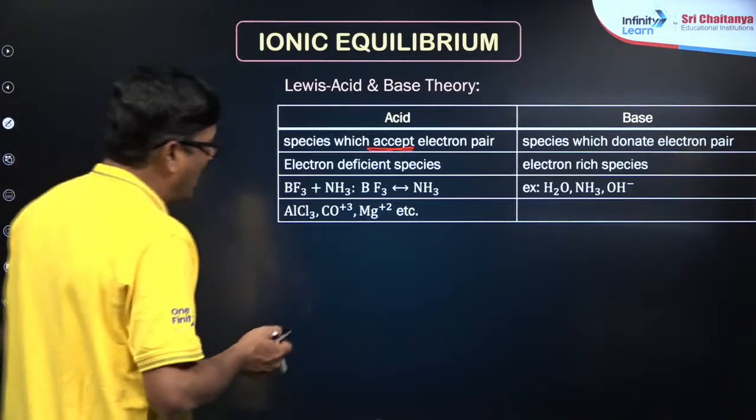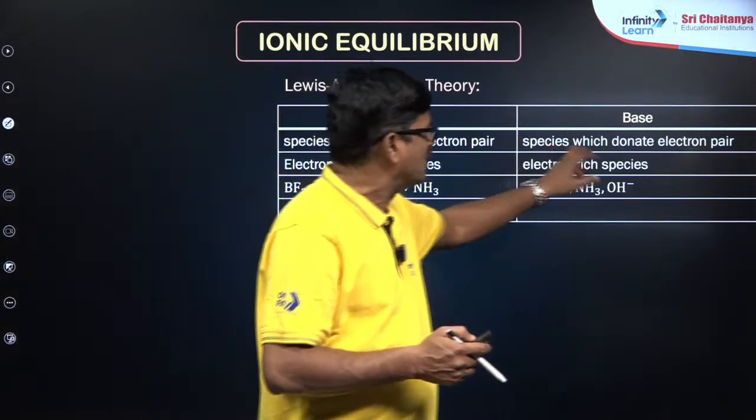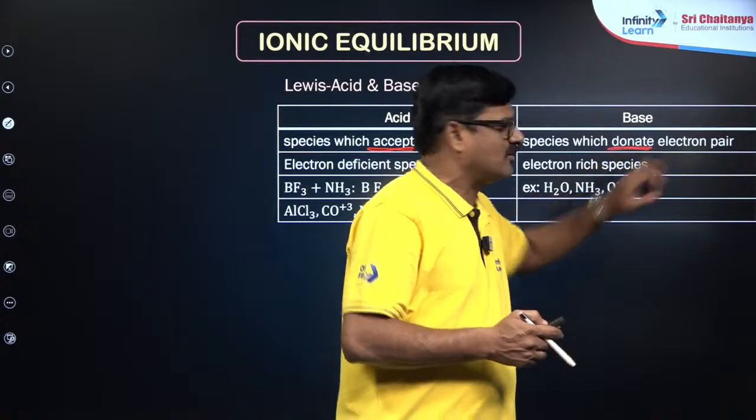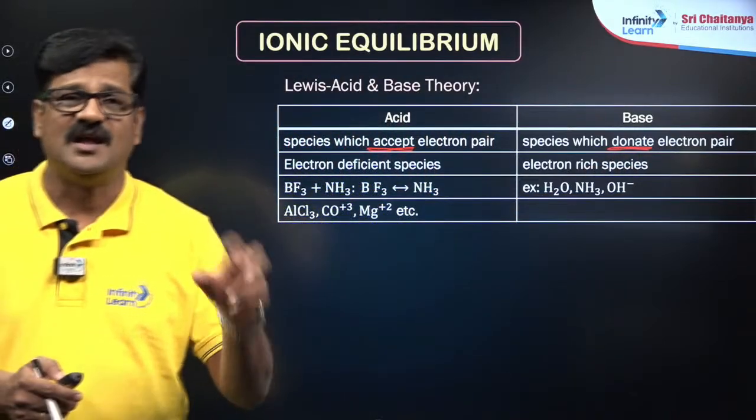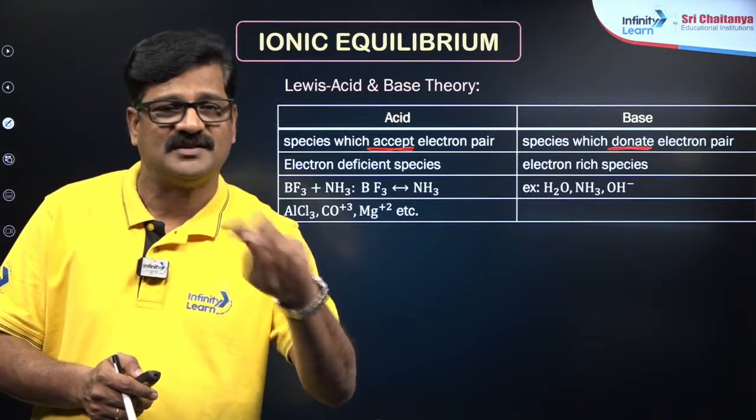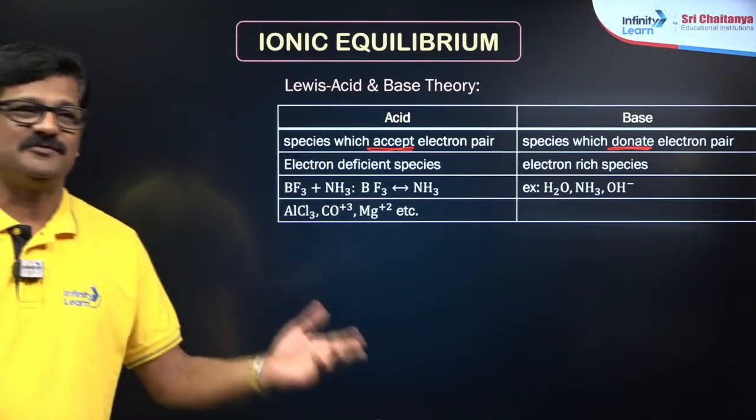And a base is a species which donates an electron pair. Electron rich species, the species which has a lone pair of electrons on it, and it can be negatively charged.